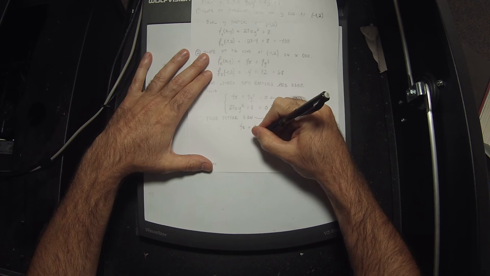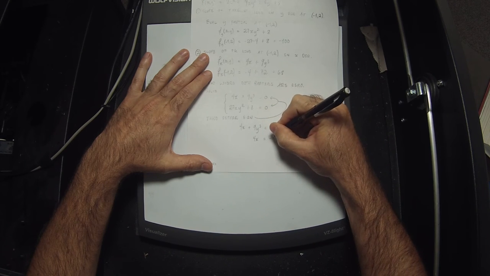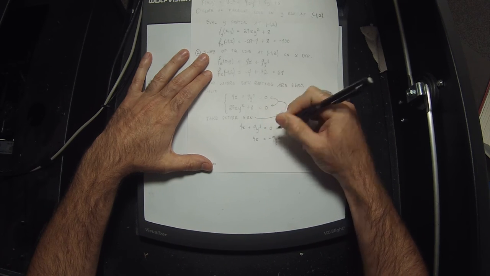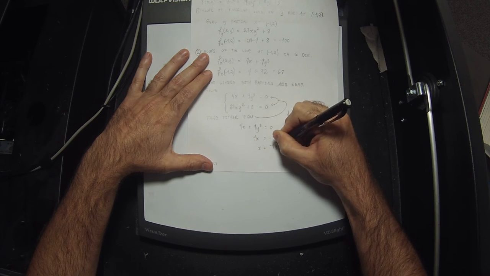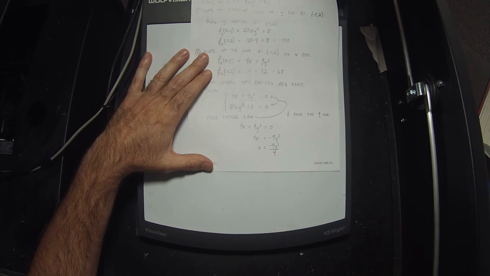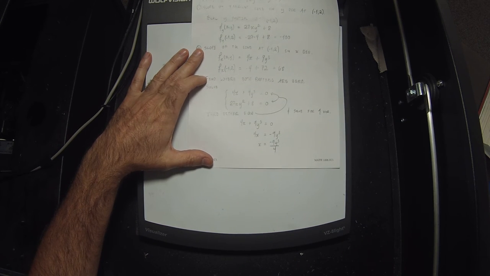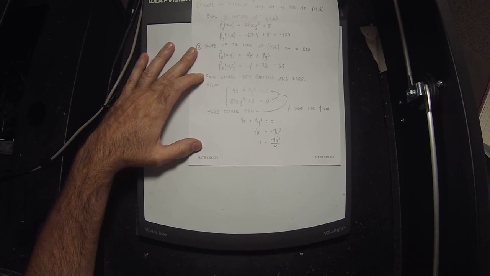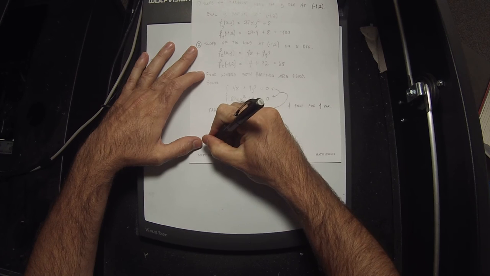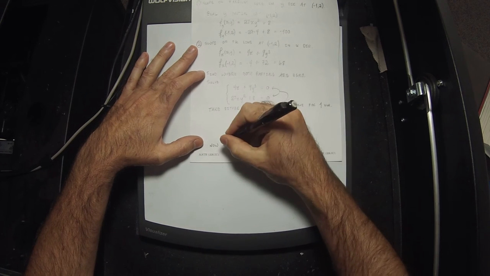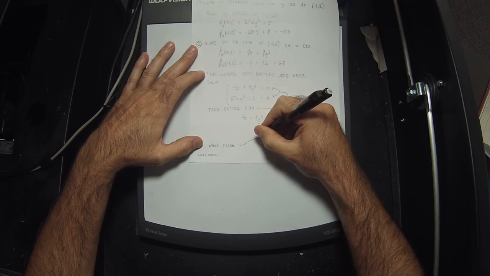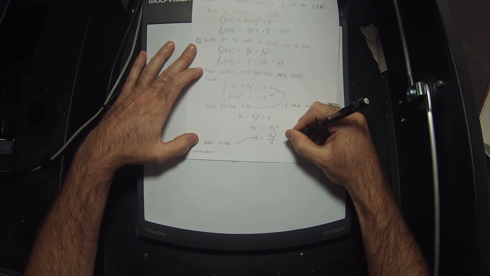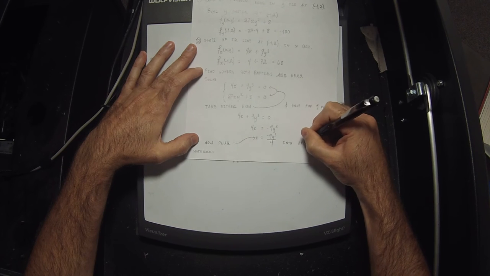So then 4x is negative 9y cubed, so x is negative 9y cubed over 4. So now what? Plug it in. Yes. Now plug this into the other equation. I think we made a poor choice. There's no good choice. I'm kidding. So now plug this into the other equation.